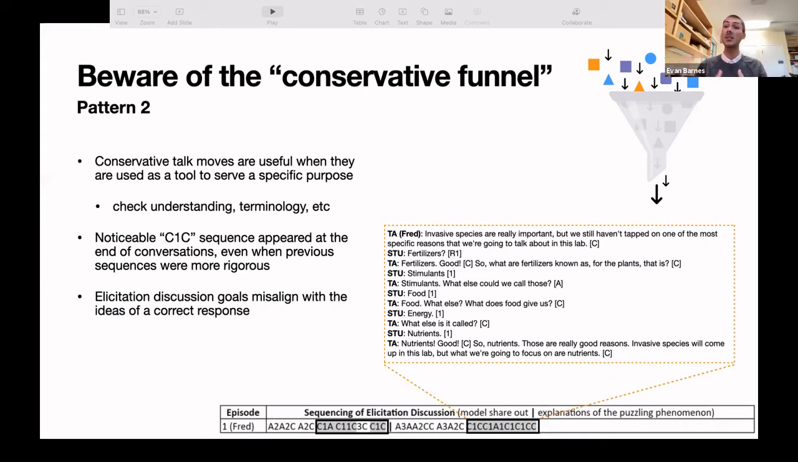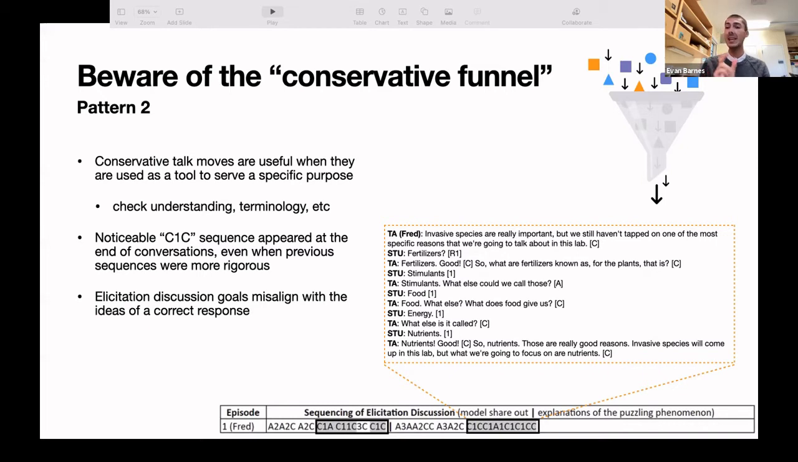And I want to make sure everyone understands that I'm not saying conservative talk moves are not appropriate or not to be used. They are very appropriate to be used at certain times. They're tools, and when they're used appropriately, they're really great at things like checking for understanding, using terminology. Sometimes even mini lectures are appropriate, but sometimes they aren't the most appropriate way to go about classroom conversation.